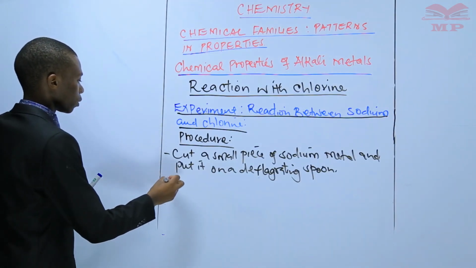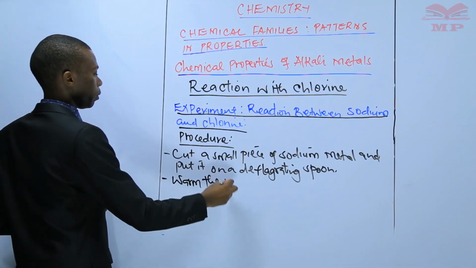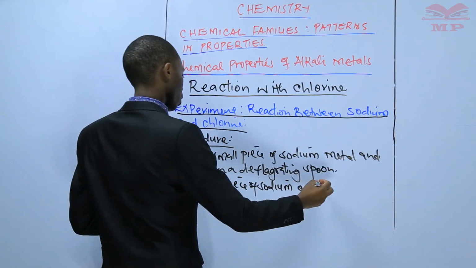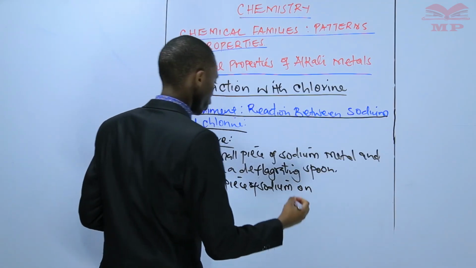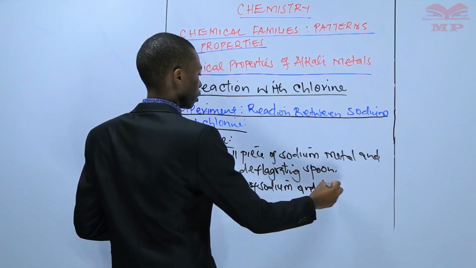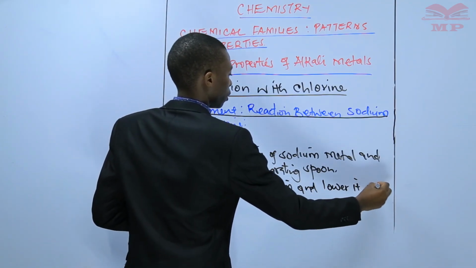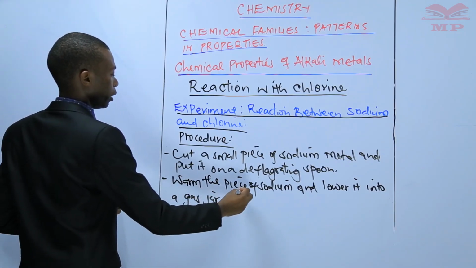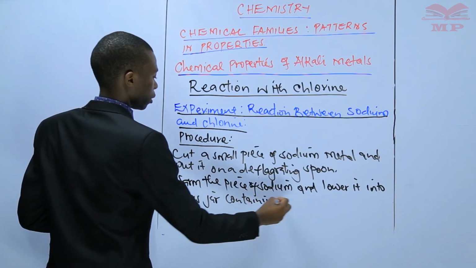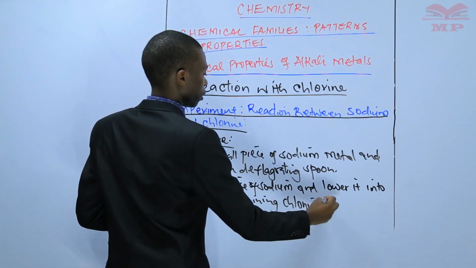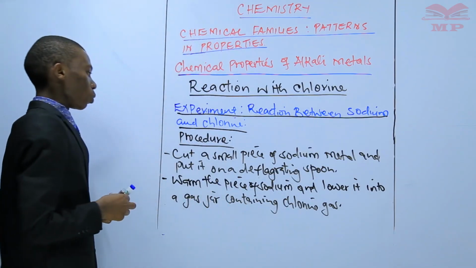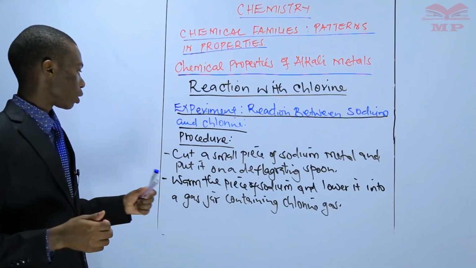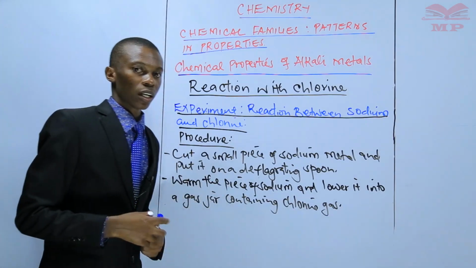Then warm the piece of sodium, and lower it into a gas jar containing chlorine gas. So after warming the piece of sodium metal on a deflagrating spoon, you are supposed to lower it into a gas jar containing chlorine gas.